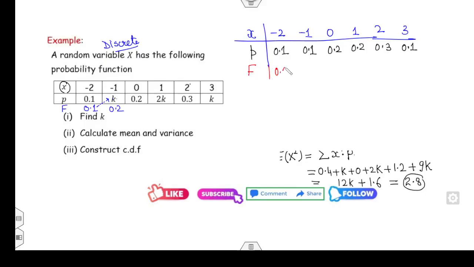First value remains the same. Next value you can add them. The next value is 0.2. Add the 0.2 with the next value, 0.4. Add 0.4 with the 0.2 is 0.6. This number will be 0.9 and this number is 1.